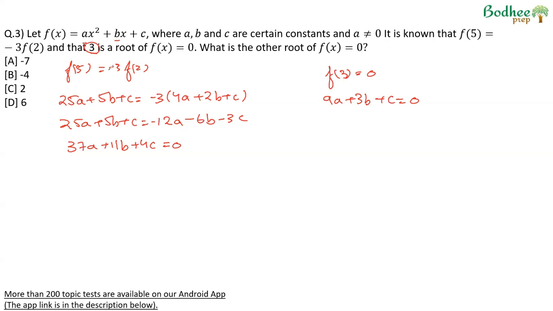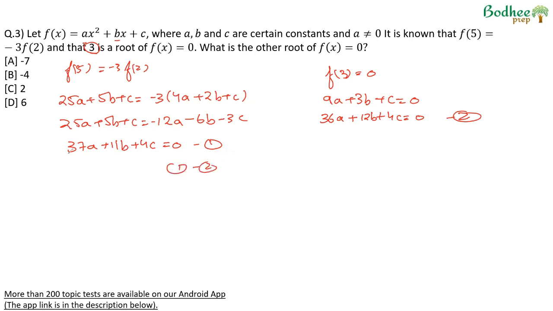Now, if we multiply this by 4, we get 36a plus 12b plus 4c is equal to 0. This is equation 1. This is equation 2. The idea is to reduce a and b into the smallest term. So the closest multiple of 9 was 36, which is 4 9s are 36. Closest multiple of 3 to 11 was 12, 4 3s are 12, and c is 4. So from here we'll be able to remove c.